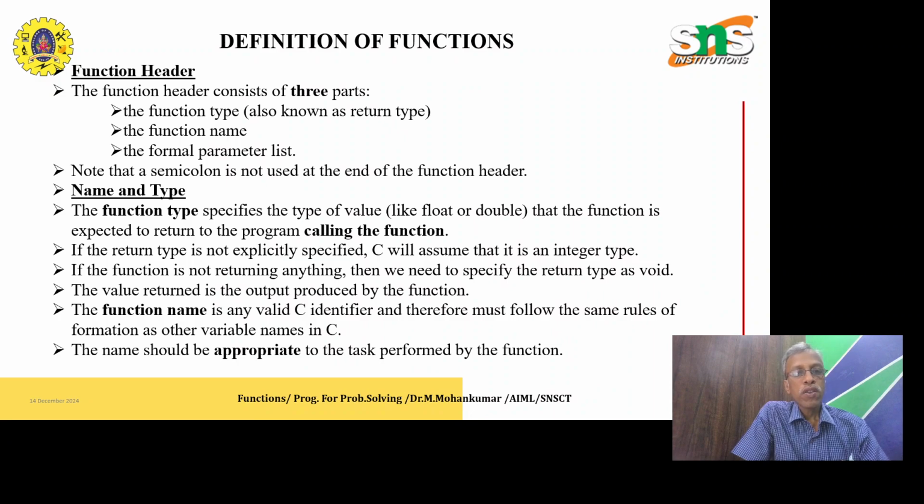Function header. A function header consists of 3 parts: the function type, the function name, and the formal parameter list. Note that a semicolon is not used at the end of the function header. Name and type. The function type specifies the type of value, like float or double, that the function is expected to return to the program calling the function. If the return type is not explicitly specified, C will assume that it is an integer type. If the function is not returning anything, then we need to specify the return type as void. The value returned is the output produced by the function.